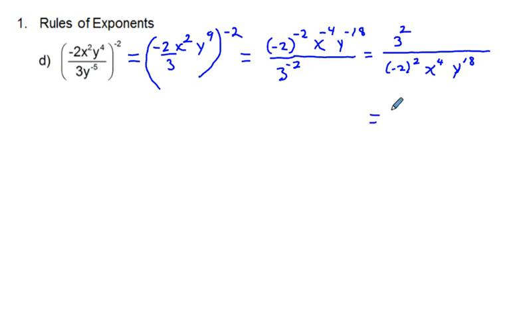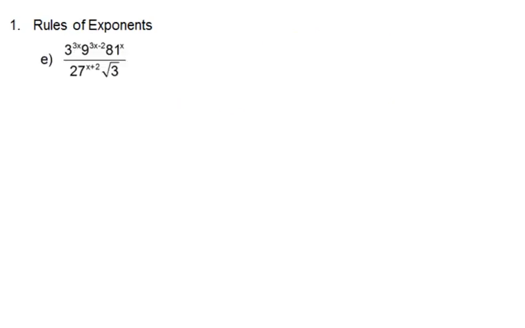And just working below, what we have is, in the numerator, 3 squared is 9. In the denominator, we have negative 2 squared is 4. And we have x to the 4th power, y to the 18th power. And as far as what our excluded values are, x cannot equal 0, nor can y equal 0. Okay, so that takes care of that one. Next, e.